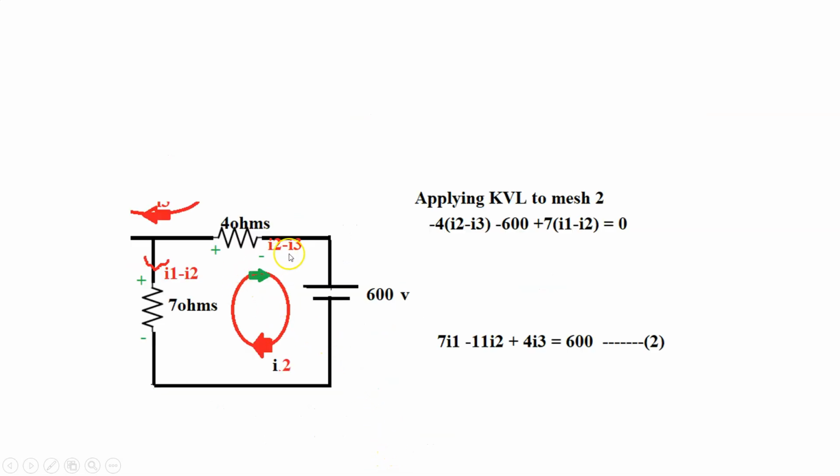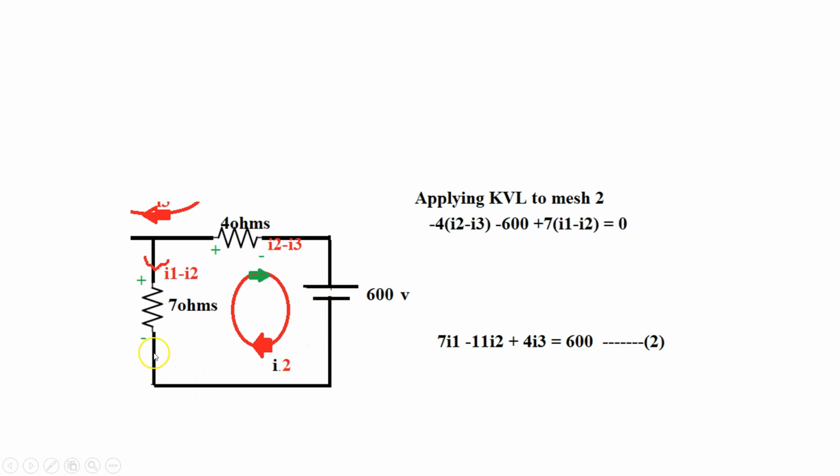This is the second mesh now. We are applying KVL to mesh 2. Mesh 2 I have drawn separately. Since clockwise direction, I will start from here. Here it is minus 4 into I2 minus I3, positive to negative polarity it is flowing. So it is minus 600.